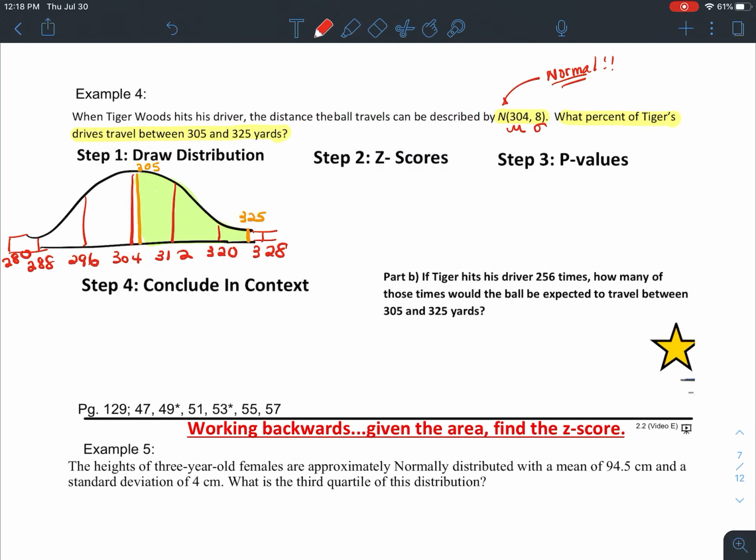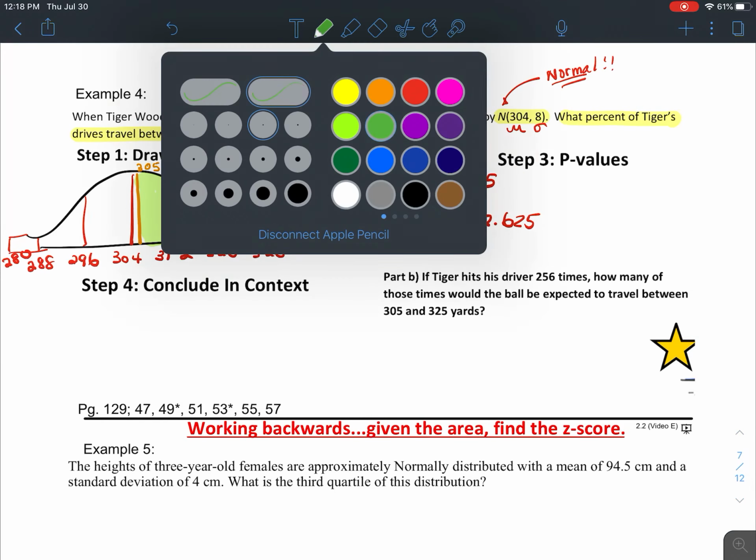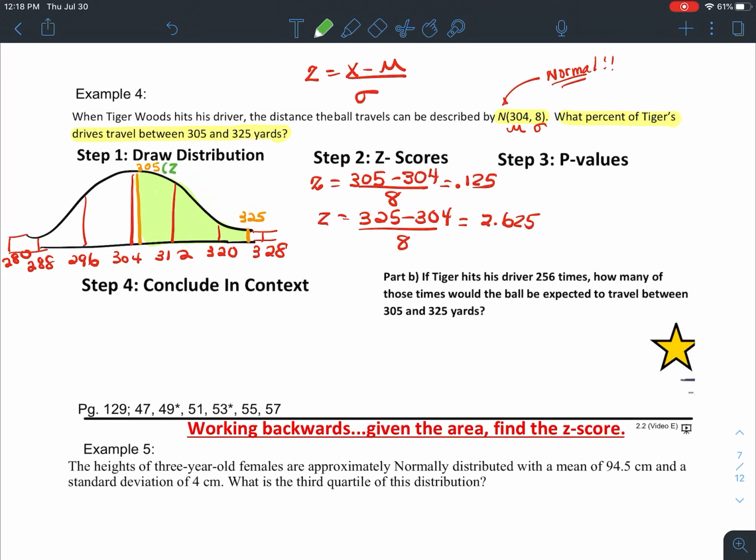Keep in mind, those numbers, 305 and 325, are not z-scores. That's why step 2 says we're going to change these to z-scores. This is our z-score formula. To change the 305 into a z-score, it looks something like this, and to change the 325 into a z-score, it would be this. I like to always add those onto the picture. This z-score is 0.125, and this z-score is 2.625.